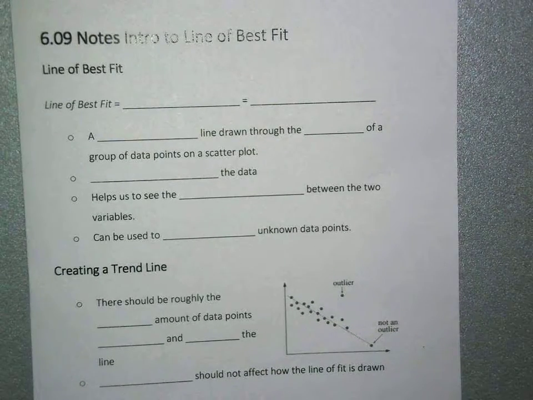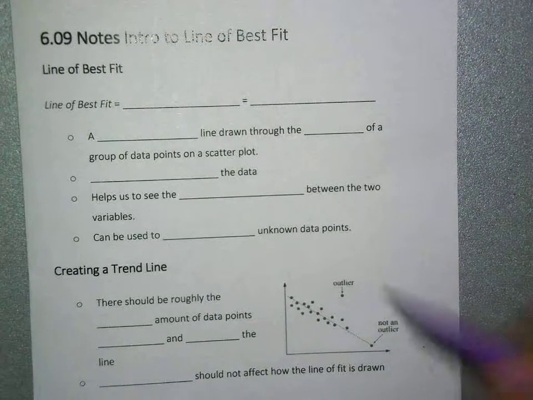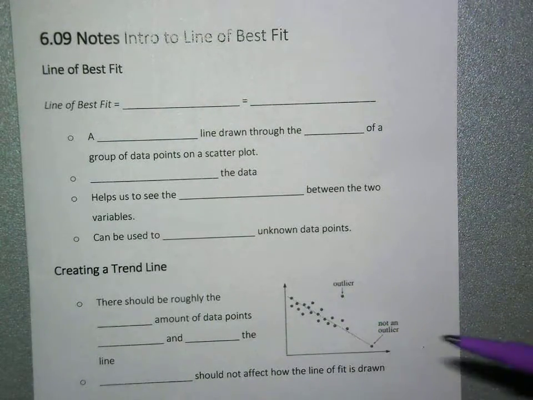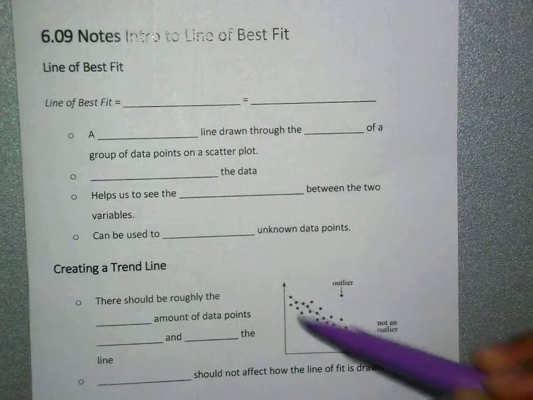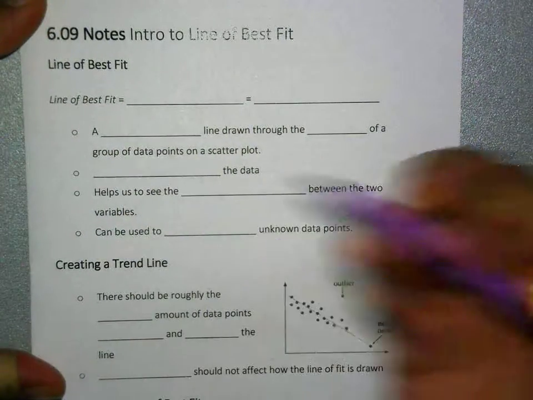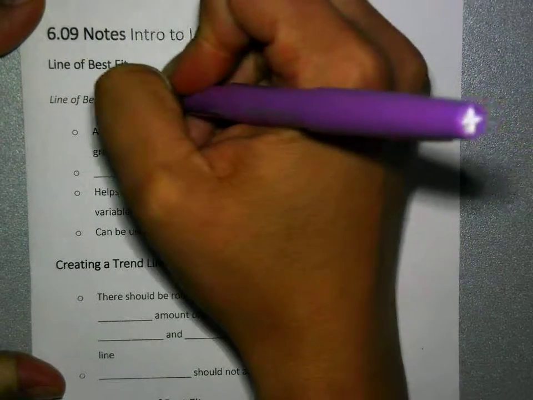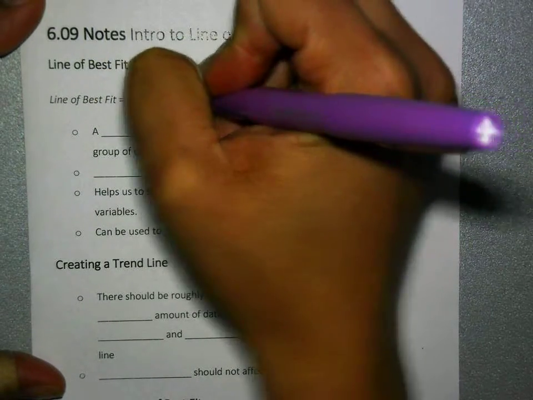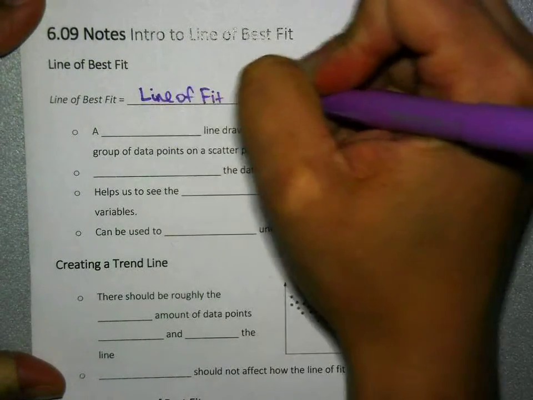So in 6.08, we touched on the line of best fit. Most of you remembered this from 8th grade. It's definitely not a new concept. It's very much like linear equations and lines on a graph, but instead we're just creating our own through a bunch of points. So the line of best fit is also known as line of fit or the trend line.